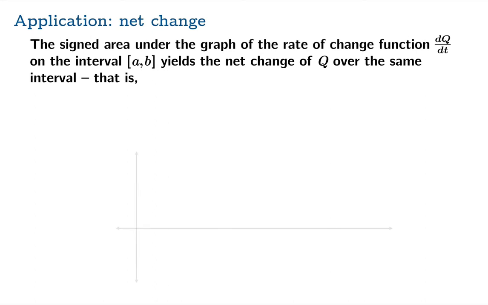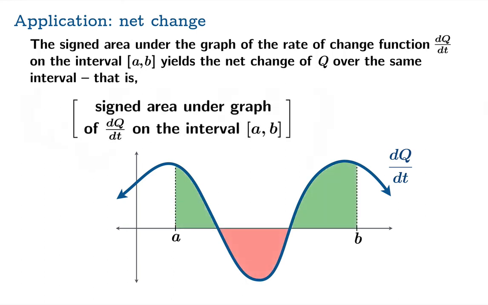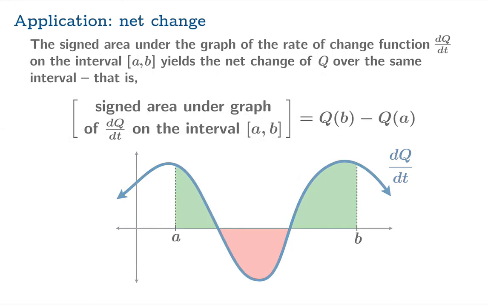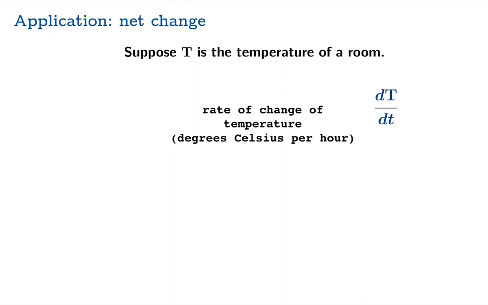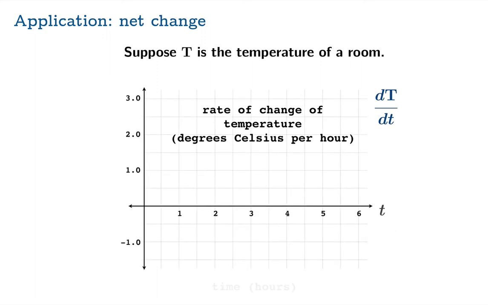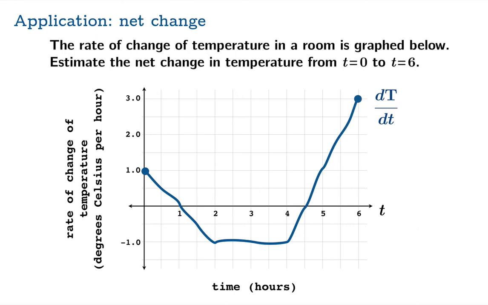Now let's look at an application in terms of net change. The signed area under the graph of the rate of change function dq/dt on the interval a to b yields the net change of q over the same interval. Suppose T is the temperature of a room, and here is its derivative, in Leibniz notation, derivative of temperature with respect to time, and we're measuring the rate of change of temperature in degrees Celsius per hour. Now suppose we graph this rate of change function of temperature, and we want to estimate the net change in temperature from t equals 0 to t equals 6.